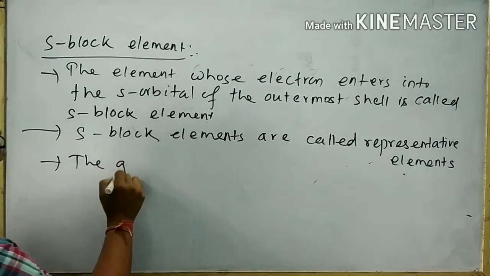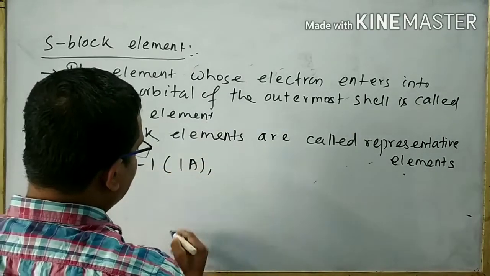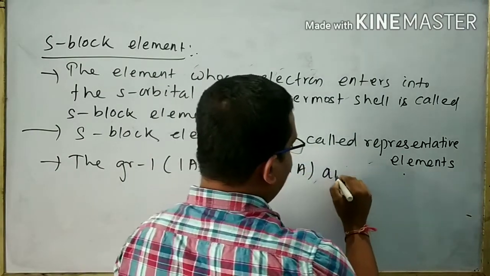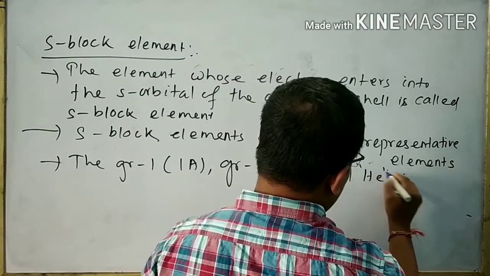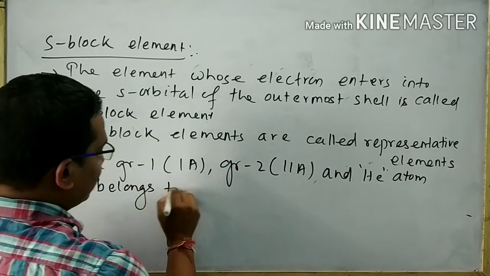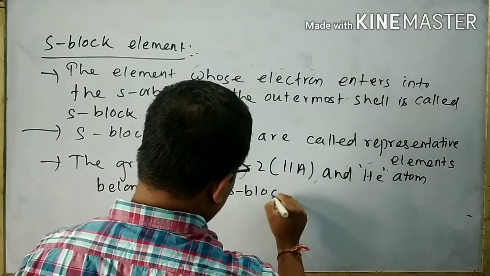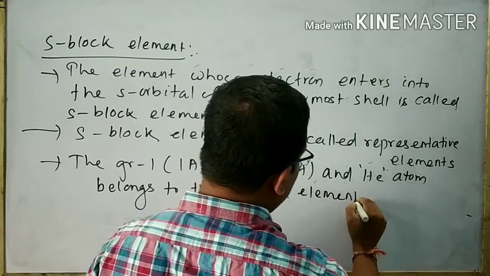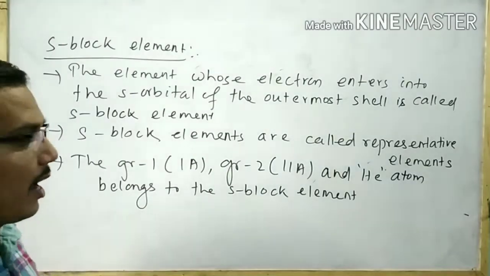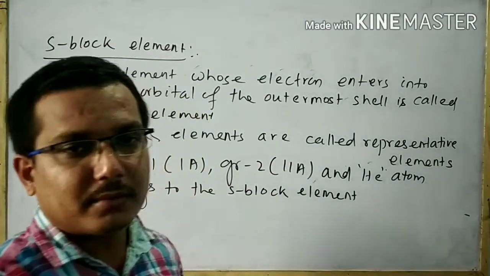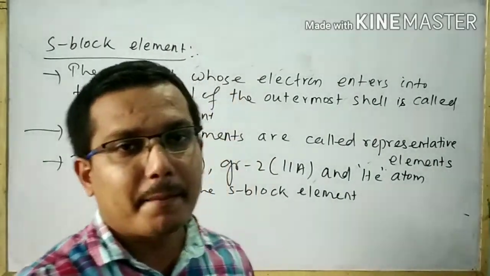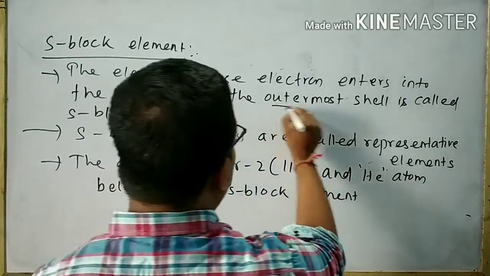The group 1, that is Ia, group 2, that is IIa, and the helium atom belong to the S block element, because when I draw the electronic configuration of group 1 elements, group 2 elements and the helium element, the last electron goes to the S orbital of the valency shell, that is your outermost shell.